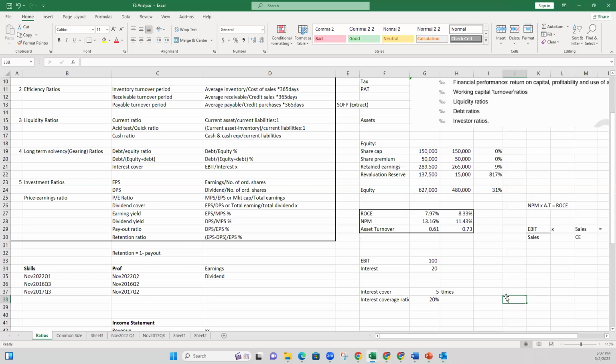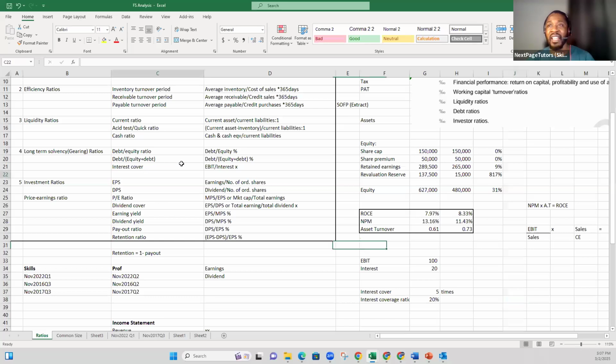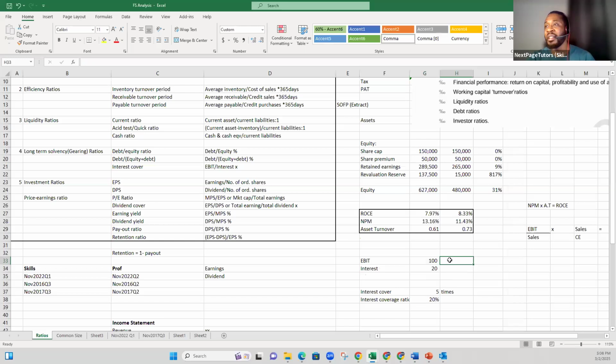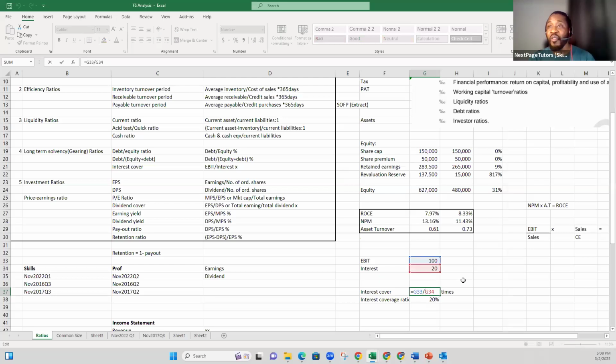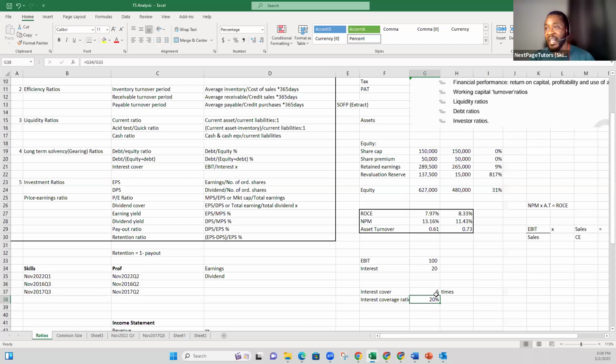The interest cover formula is EBIT over interest, right? And I said some people prefer to express this as interest coverage ratio, which will now be in percentage. When they want to do that, they transpose the formula whereby it becomes interest over EBIT times 100. I put this for you to understand that it will give you the same interpretation when you're analyzing. So let's say EBIT is 100, interest is 20. If we apply interest cover as it is, EBIT over interest, that will mean 5 times. Do you get that?